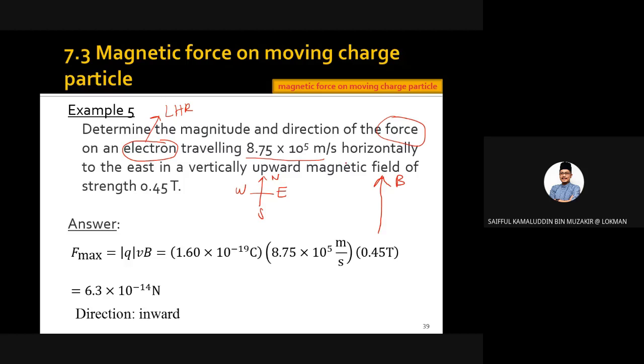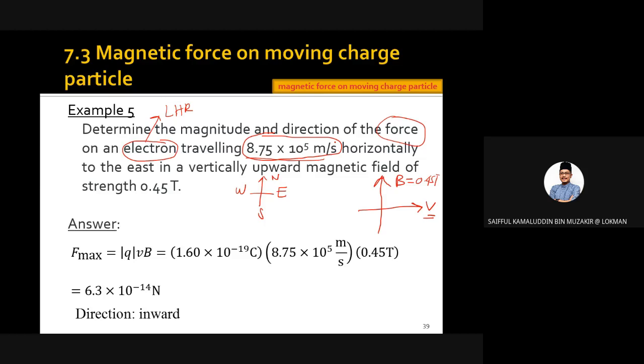Which way is the velocity of the electron? To the east. This is the velocity of the electron. And B is 0.45 Tesla. And V is given over here. So determine the magnitude and direction.